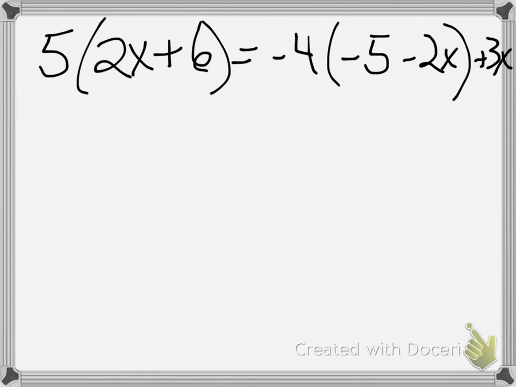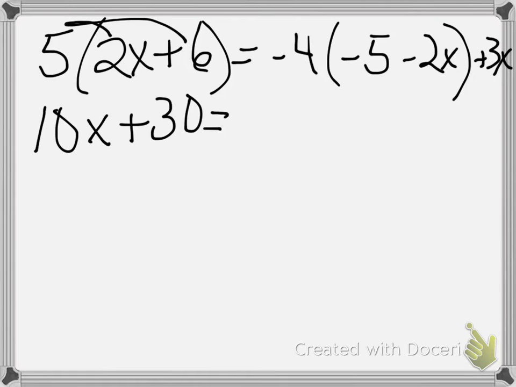Okay, the last one I'm going to work is going to be one with variables on both sides. We've got parentheses on both sides. So let's work through our steps and get started. We have the first set of parentheses. We have 5 on the outside. We're going to distribute that 5 and multiply it by everything there. So I have 10x plus 30 on that side of the parentheses.